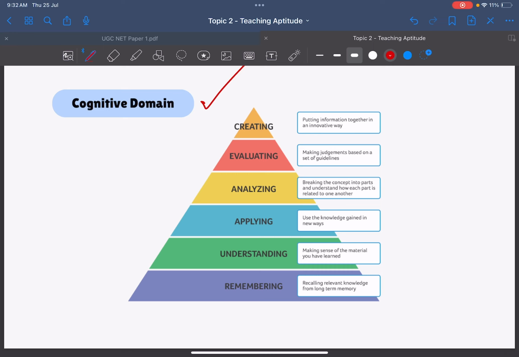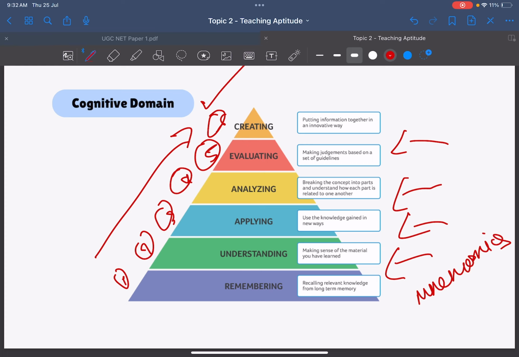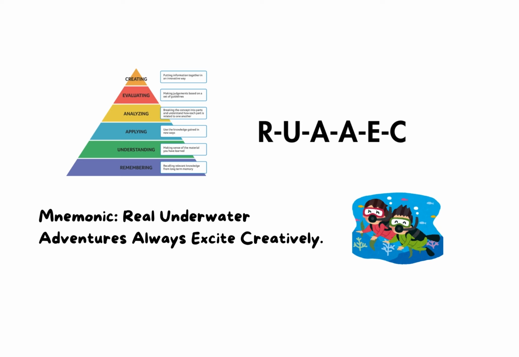So let's learn a bit deeper about the cognitive domain. From here, you have to remember the hierarchy because the questions that UGC asks us are based on the hierarchy. They might ask you questions like, is evaluating a higher domain than understanding? Is analyzing a higher domain than applying? So you'll have to learn the hierarchy. And I suggest using mnemonics for remembering the hierarchy so that you don't forget it. The mnemonic for this you can use is RUAAEC, right? Real underwater adventure always excites creatively. So this helps your brain visualize, hence it will remember easier.